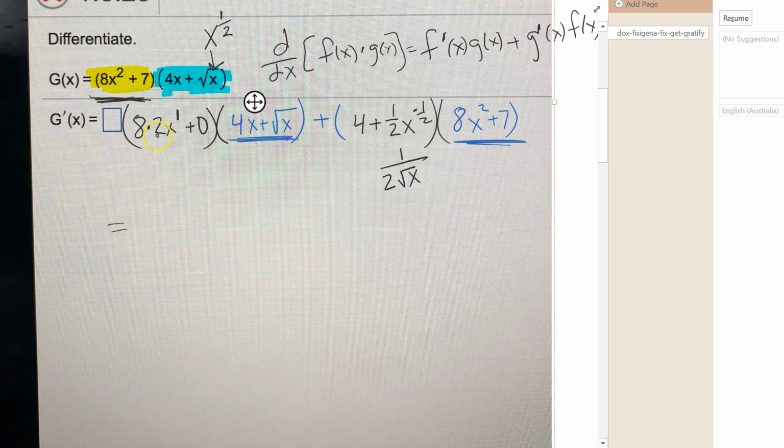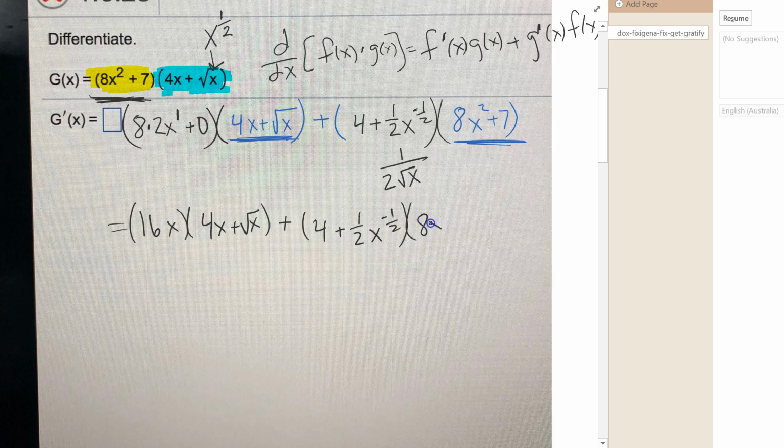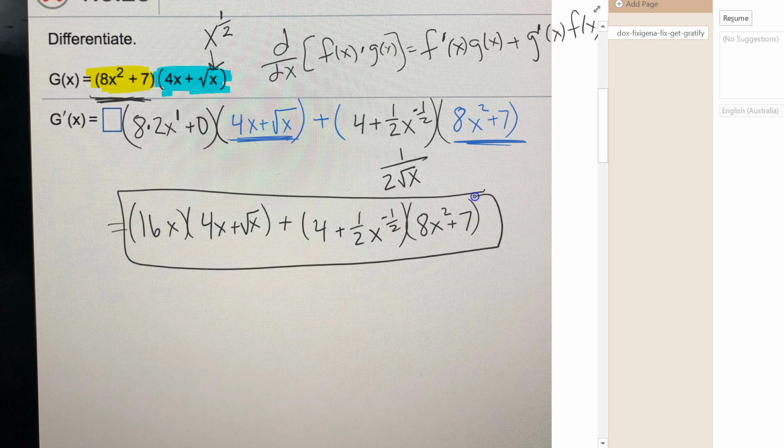So cleaning this up a little bit, I have 16x times 4x plus the square root of x plus 4, plus 1/2 x to the minus 1/2 times the quantity 8x squared plus 7. This would be how I would write my final answer there. Leave it in this form.